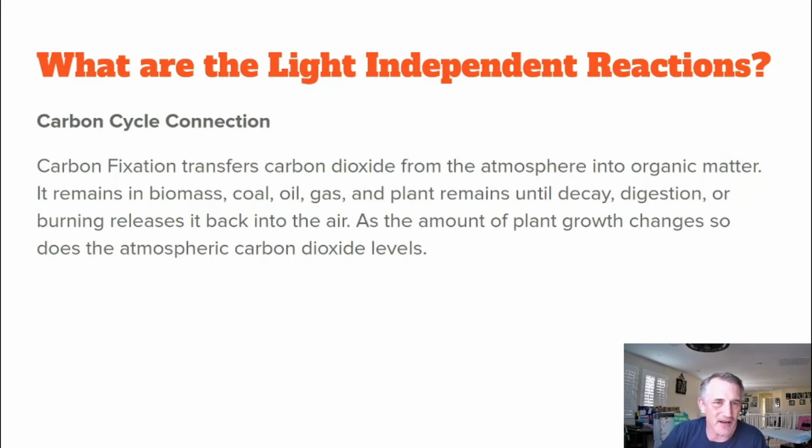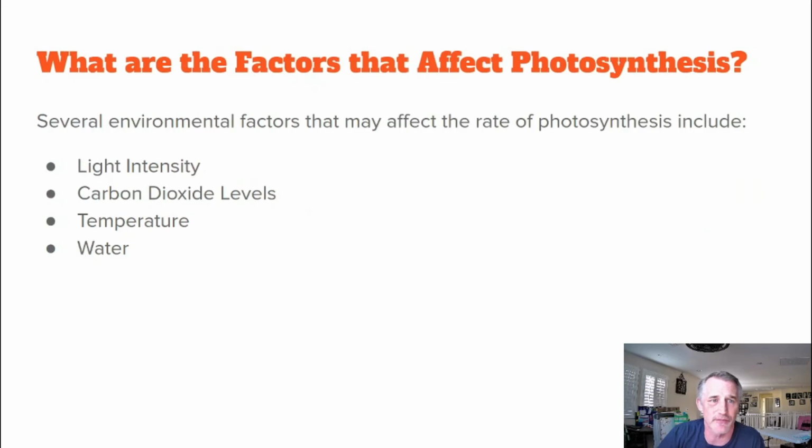So the carbon cycle connection, what's the connection here? The carbon fixation transfers carbon dioxide from the atmosphere into organic matter. It remains in biomass, coal, oil, gas, plant remains until decay or digestion, or burning releases it back into the air. So this is kind of linking photosynthesis to what we just previously studied in Module 1 and 2. So as the amount of plant growth changes, so does the atmospheric carbon dioxide levels.